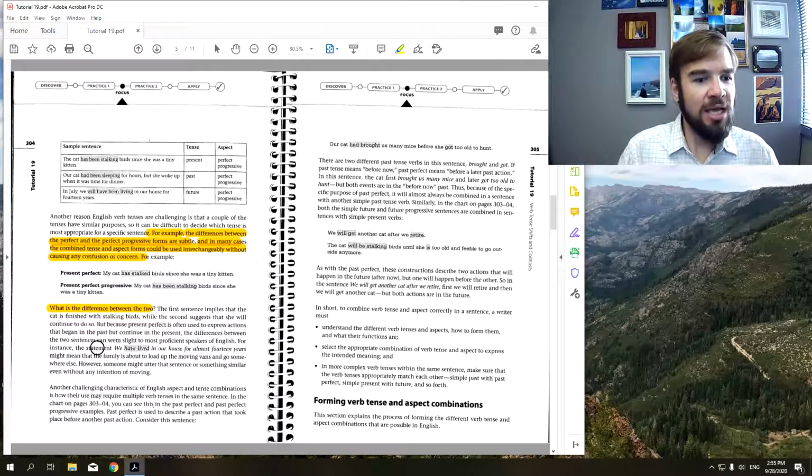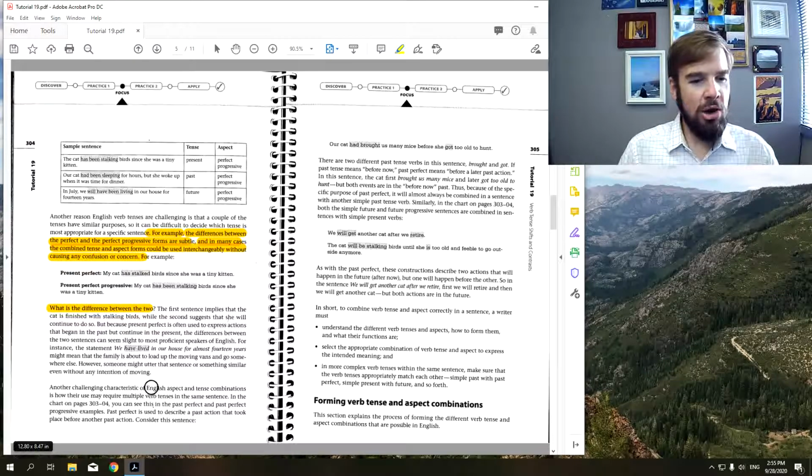So for instance, the statement, we have lived in our house for almost 14 years, might mean that the family is about to load up the moving vans and go somewhere else. However, someone might say that sentence or something similar even without any intention of moving.